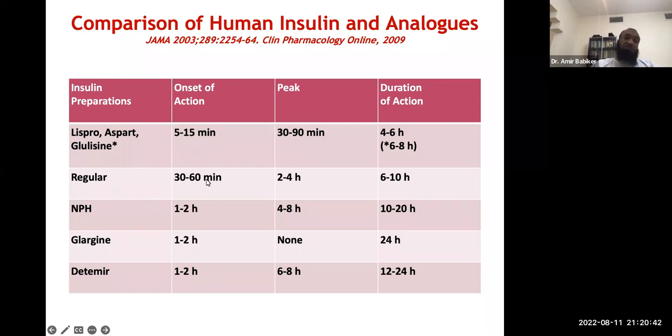The regular insulin starts working in half an hour to 1 hour, peaks at 2 to 4 hours, and can work up to 6 to 12 hours. NPH lasts 10 to 20 hours with its peak, and this is the Lantus, which is peakless. Detemir is semi-peaked, not a typical peak, okay?